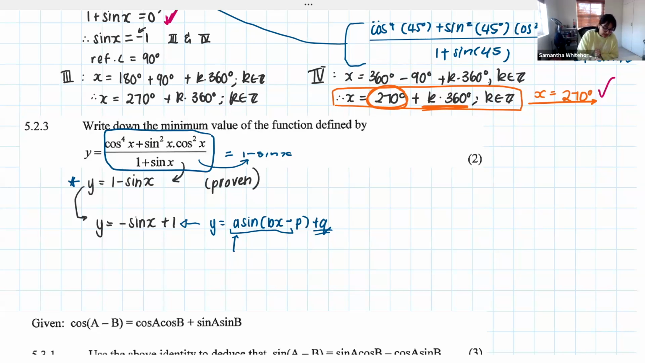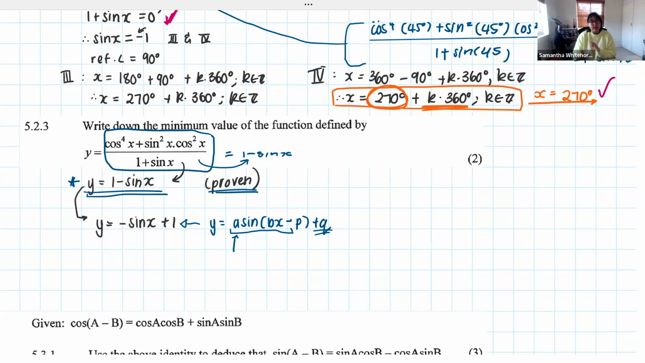Because you know it's exactly the same thing, we can just write that function as y equals 1 minus sine x. So there's no need to go and work with that complex fraction because you have already proven that it is the same thing as 1 minus sine x.